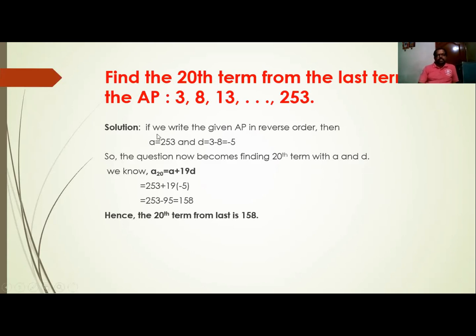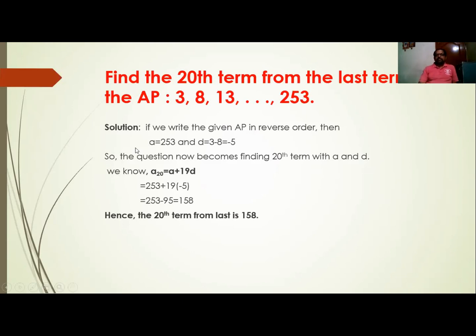Just try to understand this. As you are asked to find the 20th term from the last, whenever the words from the last are used, first try to write the given AP in reverse order. After writing it in reverse order, the first term will become last and the last term will become first. So after writing the given AP in reverse order, we have the first term as 253.